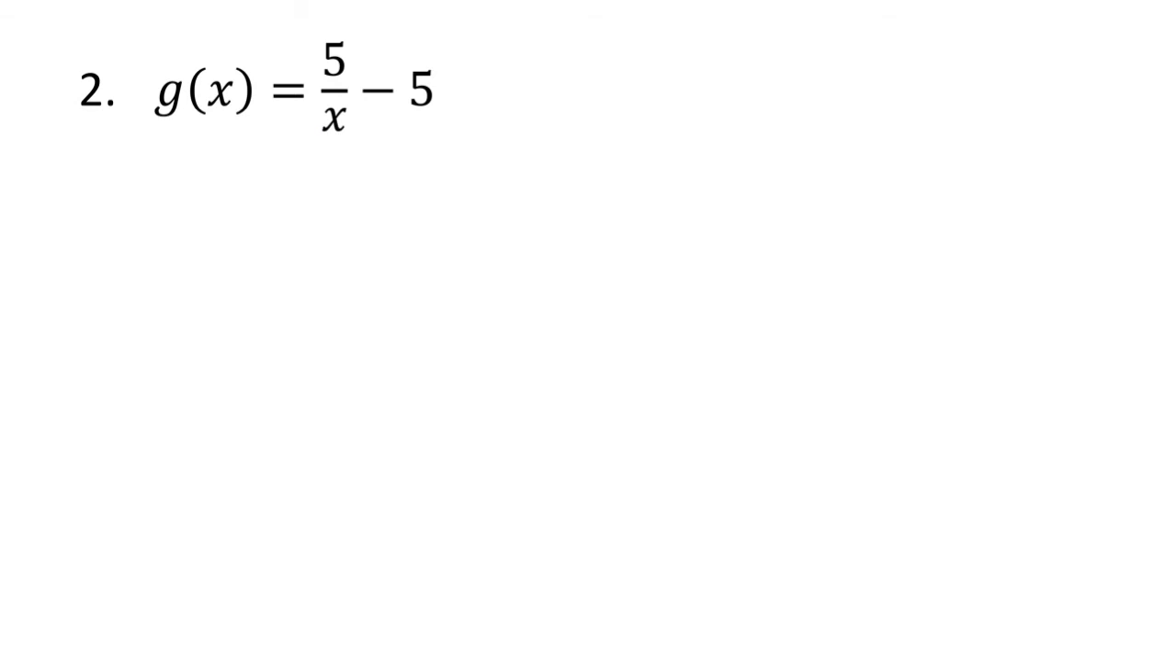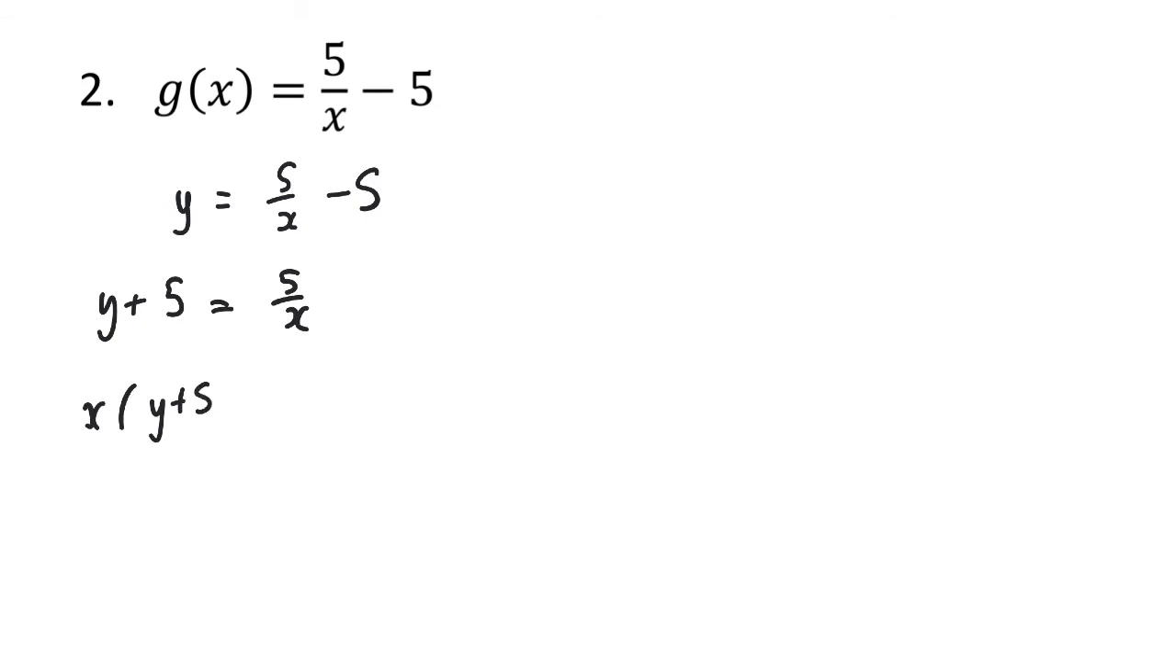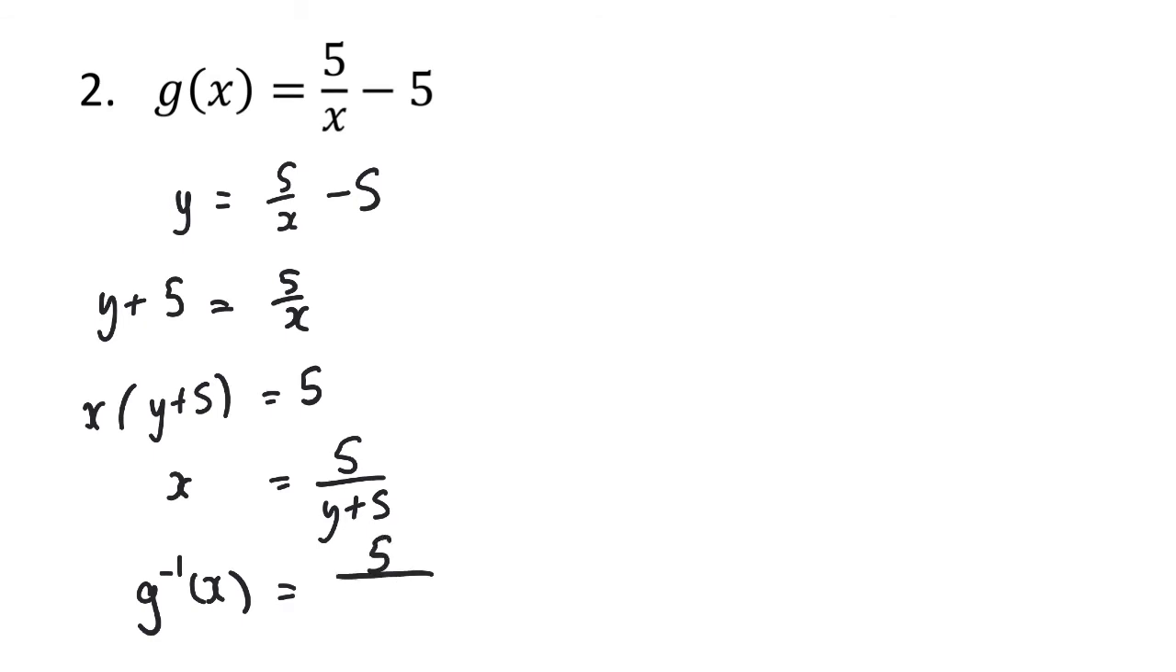Example 2, g of x is equal to 5 over x minus 5. So if we let y equal 5 over x minus 5, and now make x the subject. If we add 5 to both sides, we get y plus 5 equals 5 over x. Multiply up by the denominator, we've got x times (y plus 5) equals 5, and then divide through by the bracket, x equals 5 over y plus 5. So that means we've got x as the subject, so our g to the minus 1 of x is equal to 5 over, but instead of writing y, we'll write it as x plus 5.